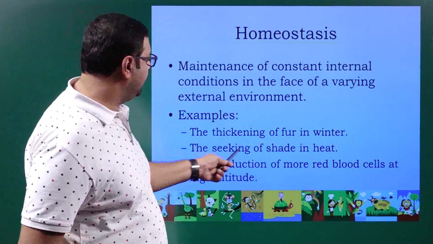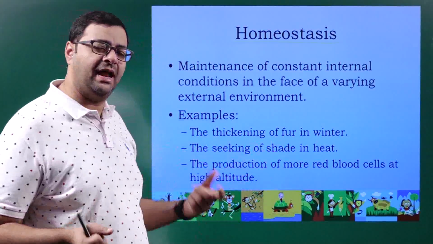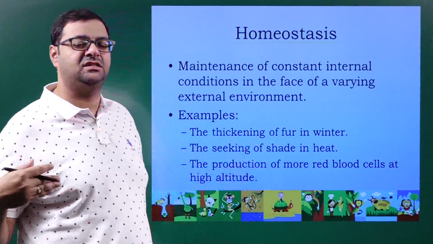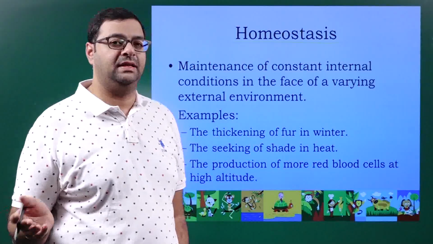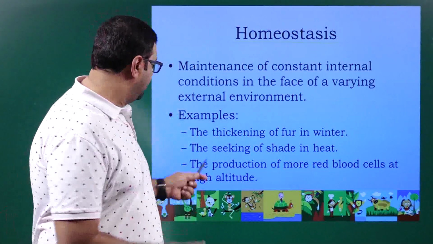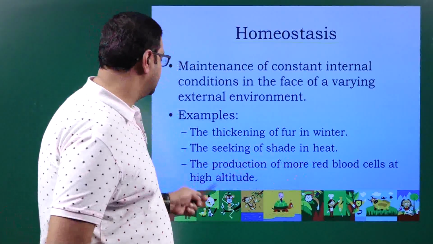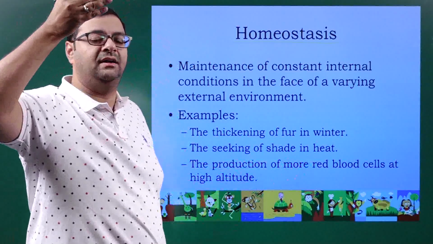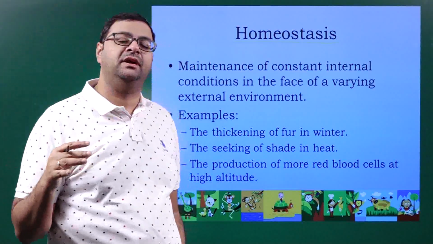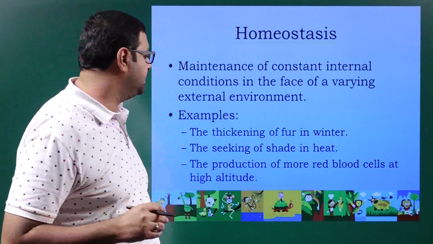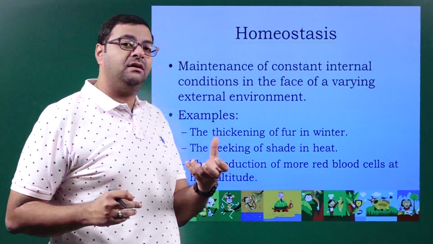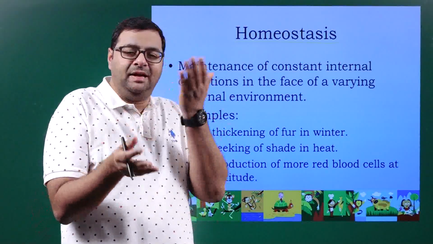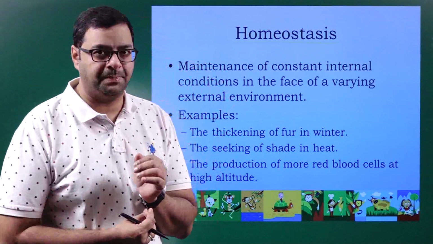Then, the seeking of shade in heat. Obviously, it's an animal behavior. Even we do the same thing, if there's a lot of heat, we seek shelter in various places. Then, the production of more red blood cells at high altitude. This is very, very important because as you go higher in altitude, the atmospheric pressure is less. So because of that, what happens? There is a lot of pressure getting built up in the blood because the body is trying to maintain that atmospheric pressure.